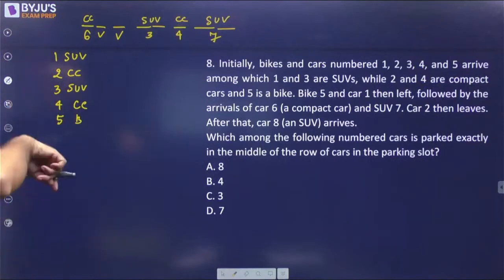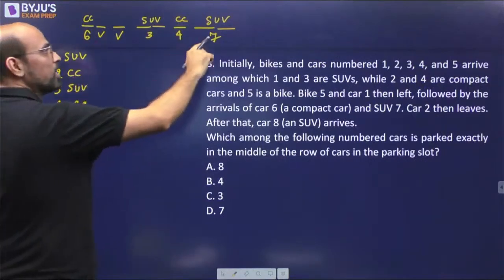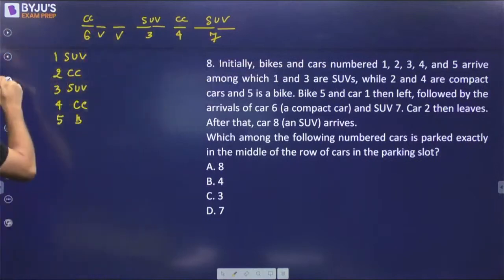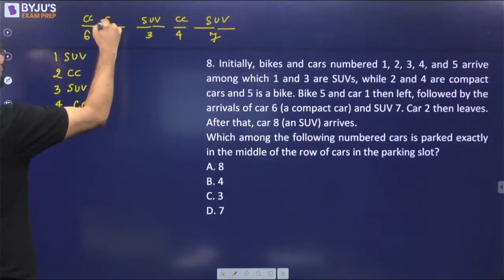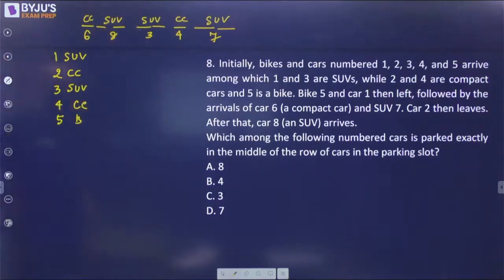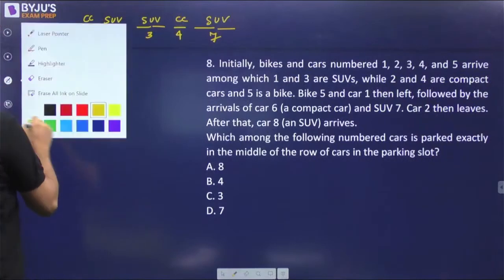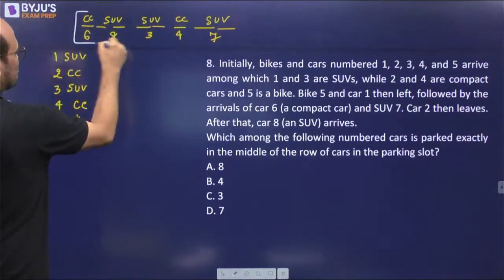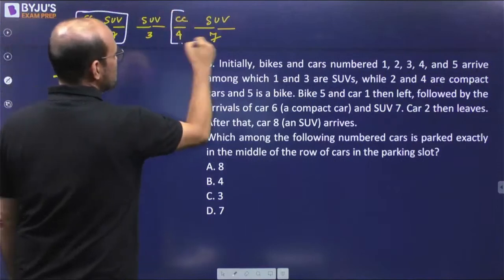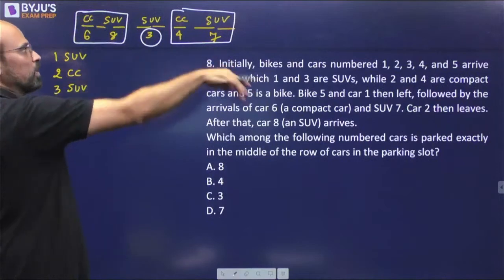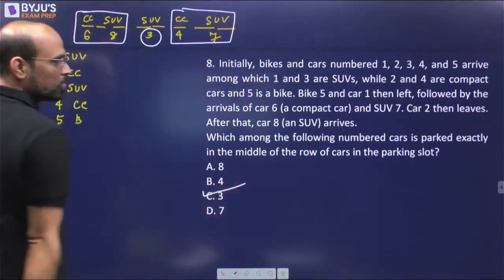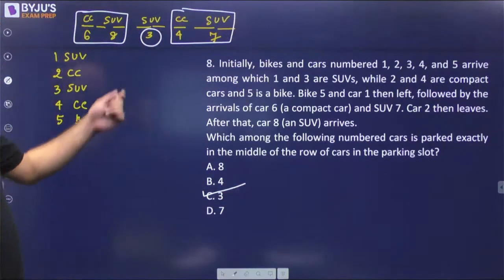After that, car 8 and SUV arrives. When car 8 SUV arrives, it will not follow there because we have 2 consecutive slots there which are vacant. So we will place SUV here. Now the question is, which among the following numbered cars is parked exactly in the middle of the rows? So we have 3 parking places here, 3 parking places here. So ये 3. या फिर 2 vehicles इधर, 2 vehicles इधर, बीच में ये है. So 3. So can we say the third numbered car is parked exactly in middle?